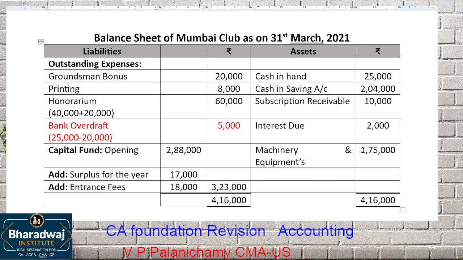Entrance fees is a capital receipt, we added here. Ground bonus, printing and stationery, honorarium to the secretary is payable.